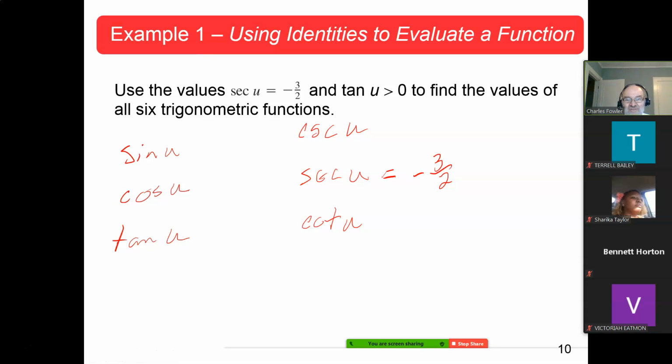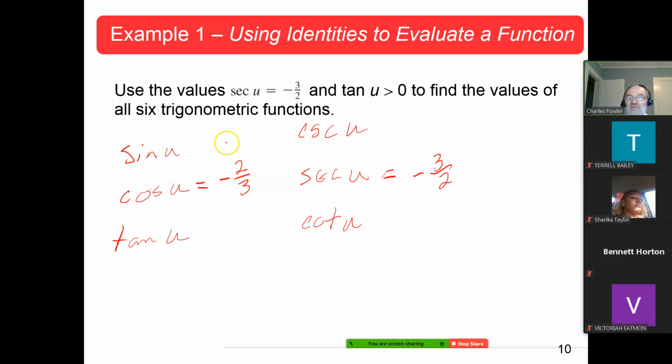minus 3/2. Now, I've sort of given it away here. What's the next easiest trig function to deal with? If you know secant u is negative 3/2, what do you know about one of the others? Hint: the reciprocal identity, right? That would have to be negative 2/3, because cosine and secant are reciprocals of each other. So all you do is flip them. Keep the same sign, because they always go with the same sign. Okay, so there we have that.